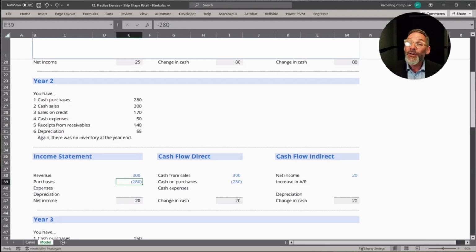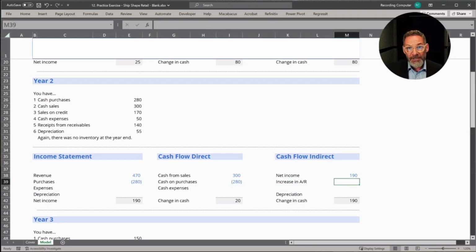Now we have a non-cash item. We have sales on credit. So we have sales on credit of 170. So those are sales, but we haven't received the cash. So what we need to be mindful of is that those sales on credit are money owed from customers, or accounts receivable. So because it's a non-cash item, in an indirect method, we have to adjust for that.